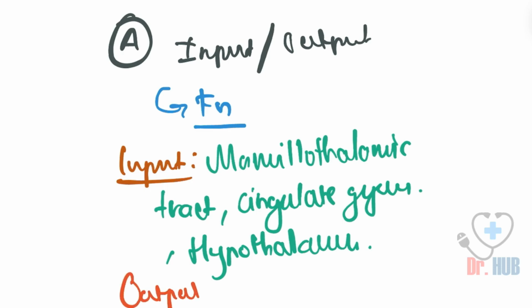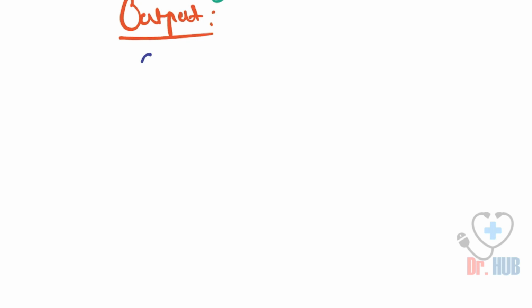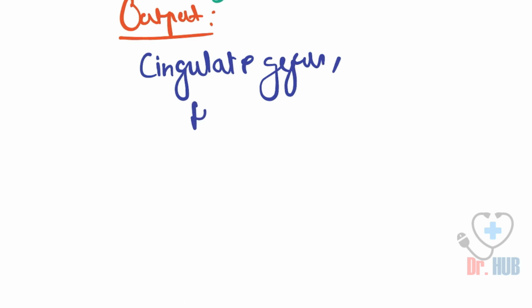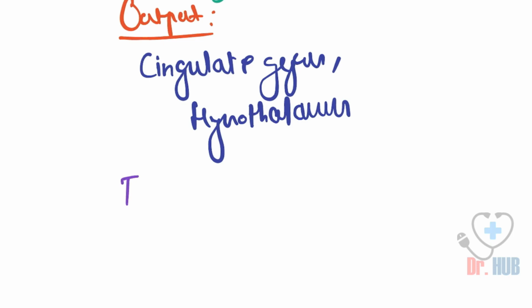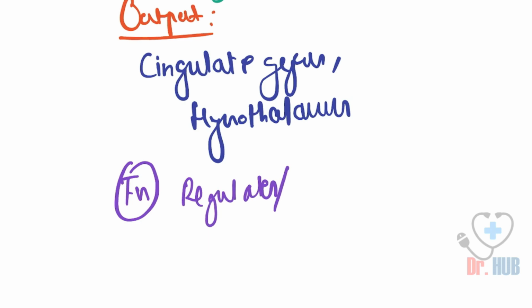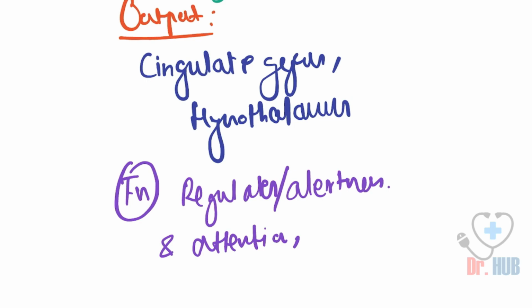Then we move on to the output. Under the output we have the cingulate gyrus as well as the hypothalamus. So what is the function of the anterior thalamic nuclei? It regulates alertness as well as attention, and it helps in the acquisition of memory.